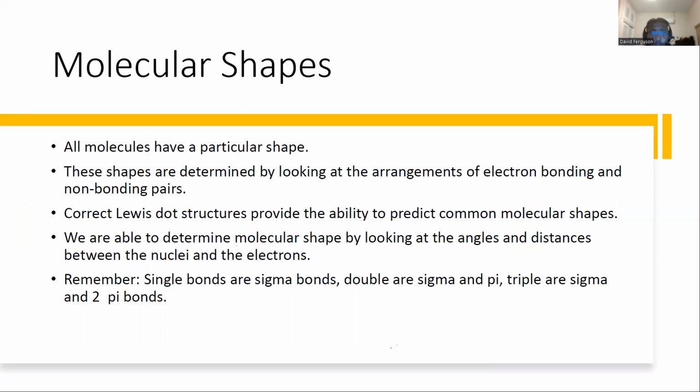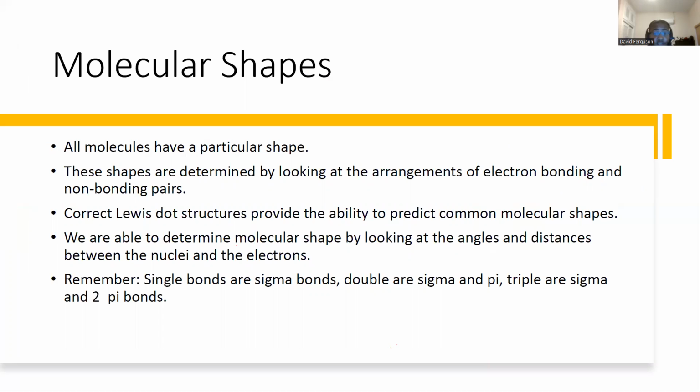The shapes are determined by looking at the arrangement of electron bonding and non-bonding pairs. Correct Lewis dot structures provide the ability to predict common molecular shapes. We are able to determine molecular shape by looking at the angles and distances between the nuclei and the electrons.